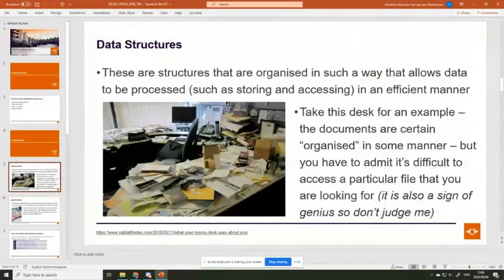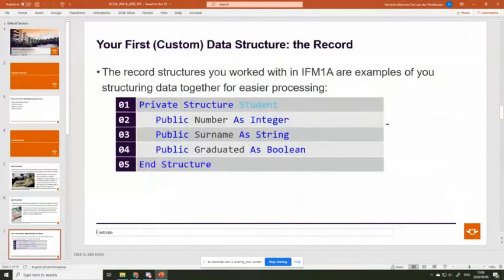Now, the same thing with the desk. Storing information here is very easy. You just kind of throw it on top. But accessing the information, it's not that easy. The efficiency is not with accessing, but maybe with storing there.